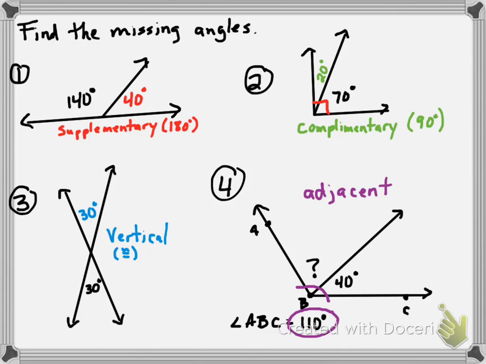So if the whole thing is 110 and this angle is 40, then what does this one have to be? What do I add to this to get 110? It's 70 degrees. So if this one's 40, this one's 70, then the whole thing would be 110. Okay, so those are our basic angle pairs. It's just numbers. You find whether they're supplementary, complementary, congruent, or whatever, and then you move on from there.